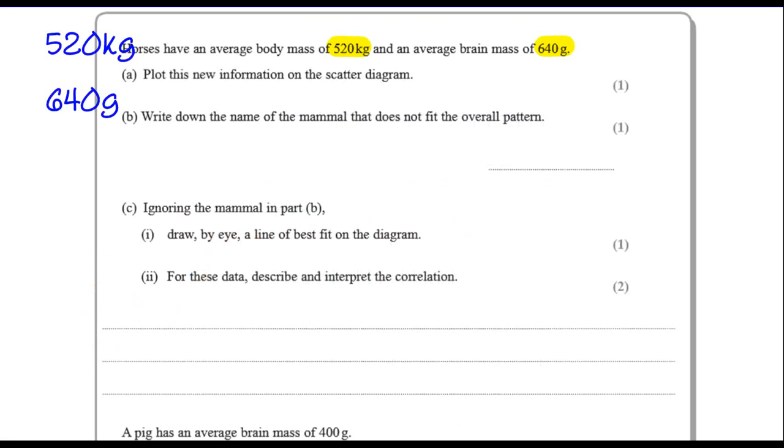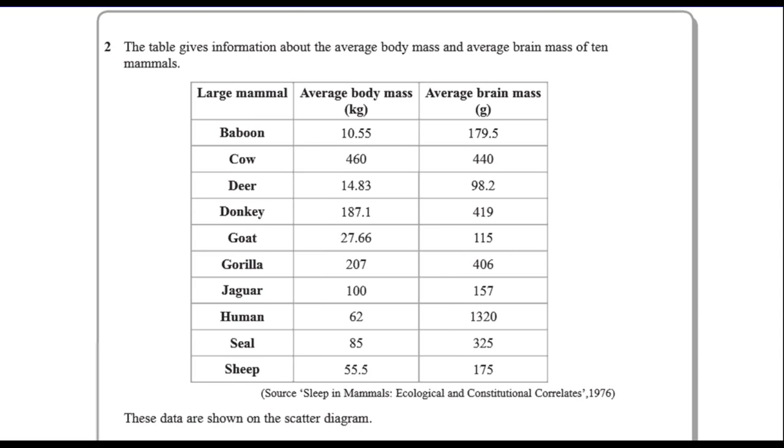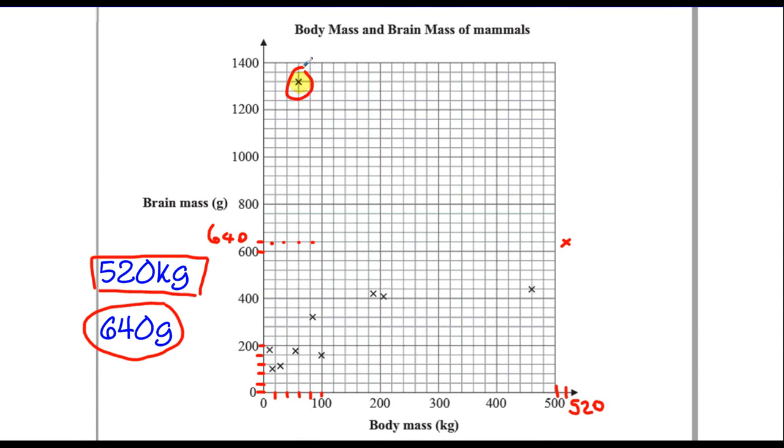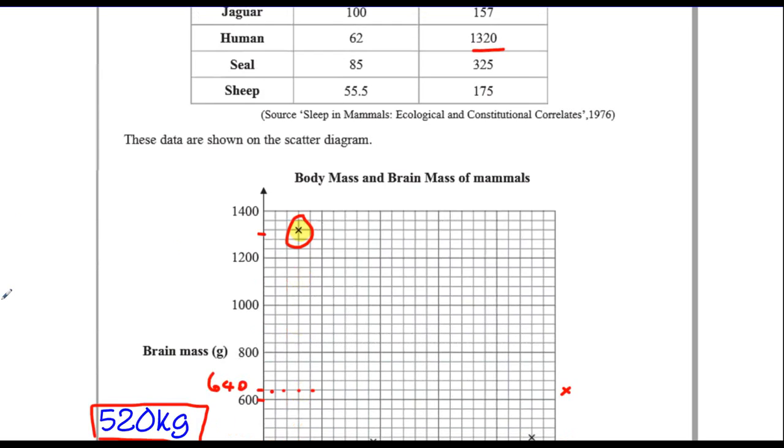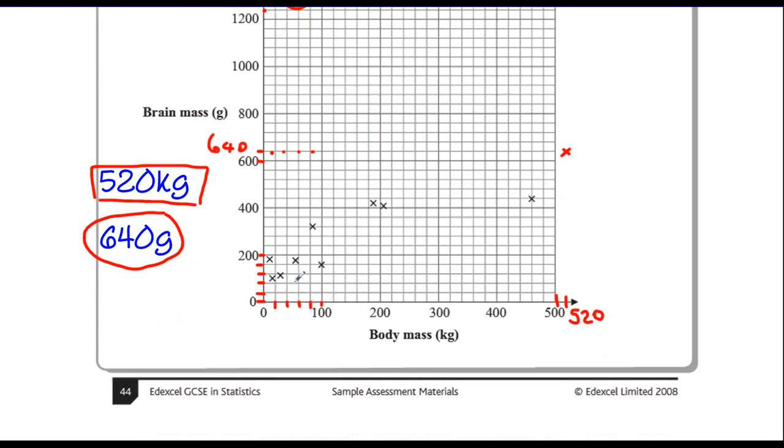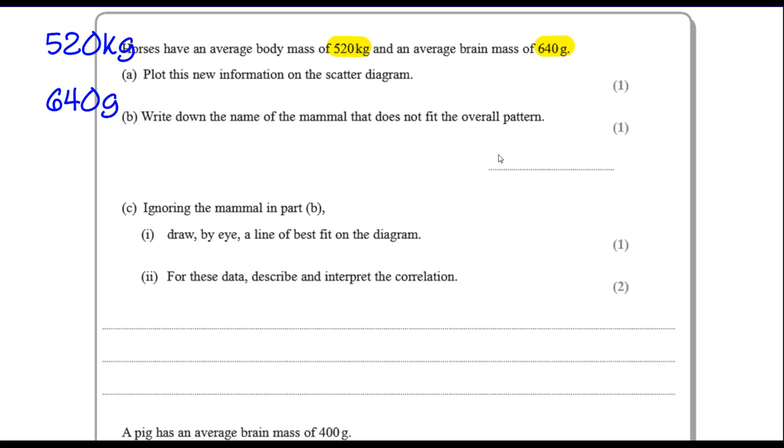Okay, drawn off point. Write down the name of a mammal that does not fit the overall pattern. Well, we already talked about that when we first looked at the scatter graph, because this one stands out a mile. And let's just check that it is us, as in humans. The human brain mass is 1320. Okay, so that does look just about right, because 1240, 1280, 1320, bang on. And you'll find if you go down, you're going to get 262 down here. Anyway, so that's it, it's a human. We'd already thought about that.